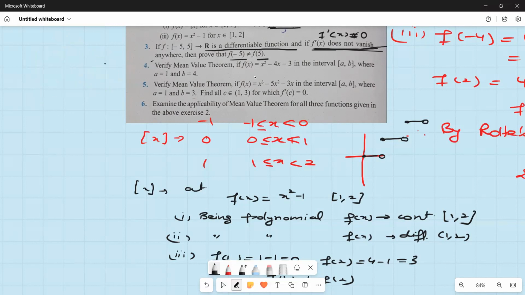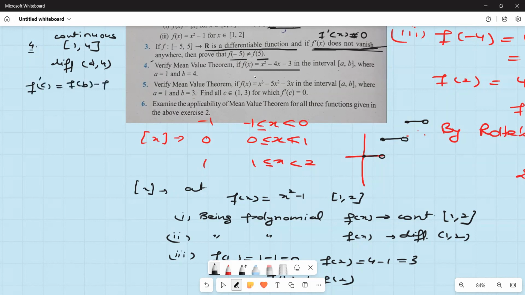Next question. Mean value theorem, fourth question. It's a polynomial, so continuous in the open interval 1 and 4, right? Continuous. Then the polynomial function is differentiable in the open interval 1 and 4. Then what does the mean value theorem say? There exists a c, an element of (a, b), such that f dash c is equal to f of b minus f of a upon b minus a.